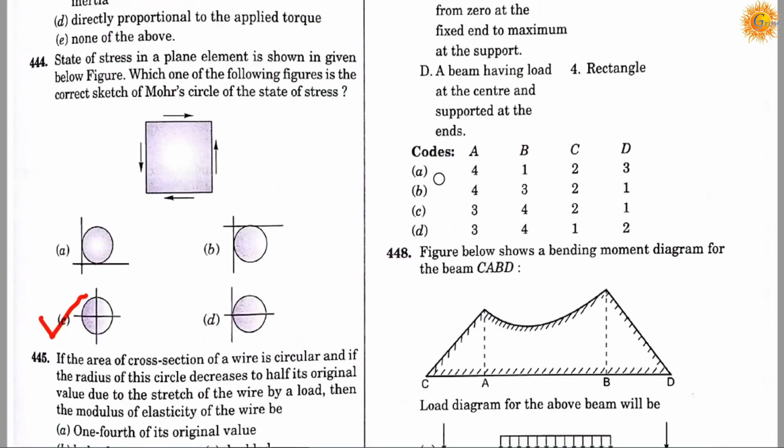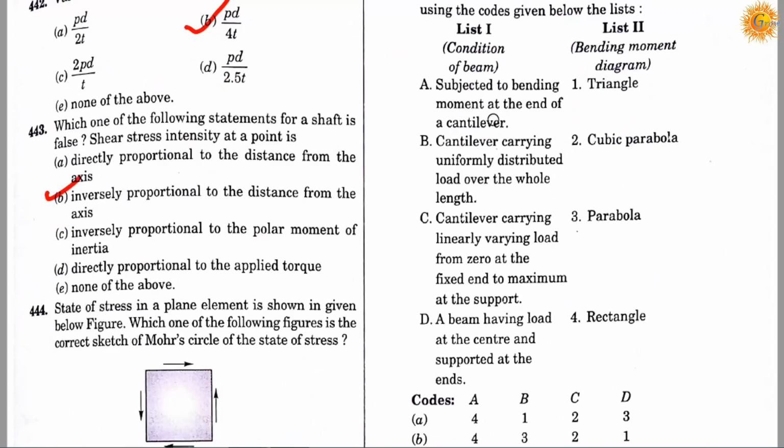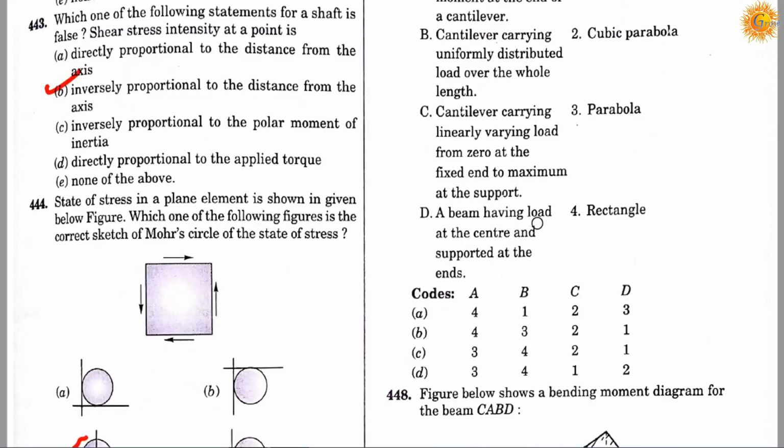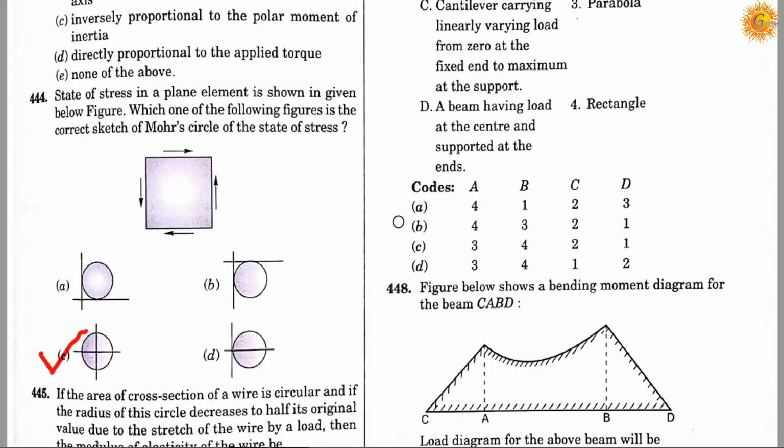Okay. Question number 447. Match list first with second, and select the correct answer using the code given below. The first list is: subjected to a bending moment at the end of the cantilever. The second list has: cantilever carrying uniformly distributed load over the whole length, cantilever carrying linearly varying load from 0 at the free end to maximum at the support, and a beam having a load at the center with support at the ends. And the bending moment diagrams are: triangle, cubic parabola, and rectangle. So the correct answer is B, this one is the correct answer.